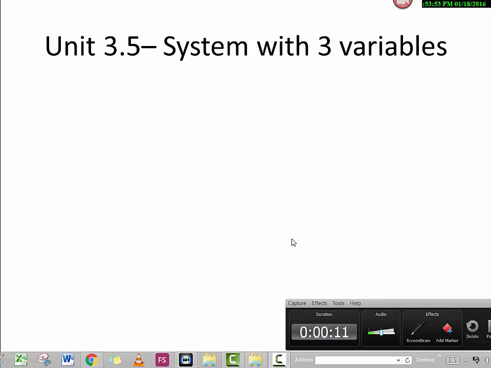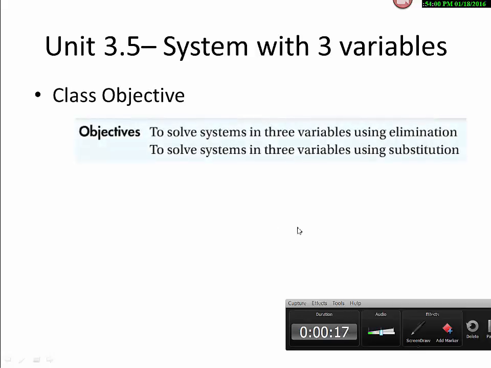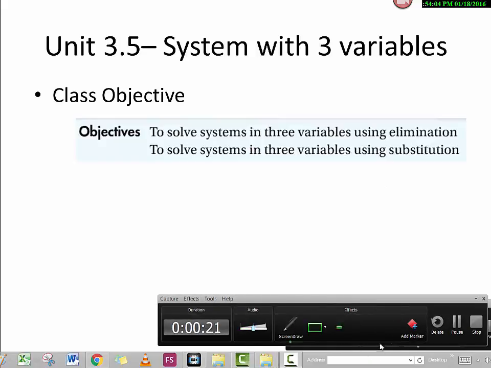Unit 3.5, System with 3 variables. So the class objective in this unit is to solve systems in 3 variables using elimination and substitution. I hope you still remember these 2 methods that we learned from Unit 3.2. So this unit basically is an extension of Unit 3.2. In Unit 3.2, we solved a system with 2 variables, but this time we have 3.